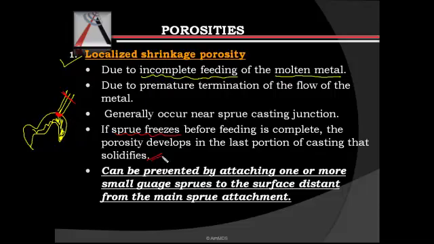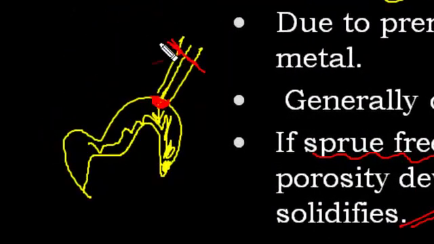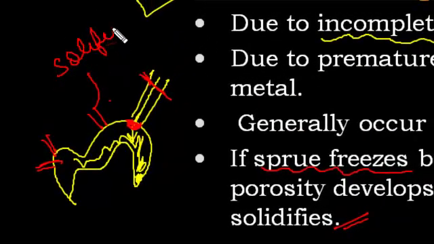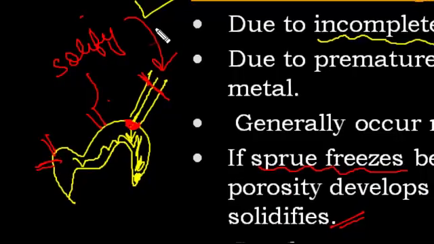Now this freezing of the sprue can be prevented by attaching some extra small sprues in the other areas of the casting. These smaller gauge sprues will solidify before the main sprue, and they will prevent the solidification of the main sprue. So that is how we can prevent the solidification of the sprue, and thus we can prevent the localized shrinkage porosities.